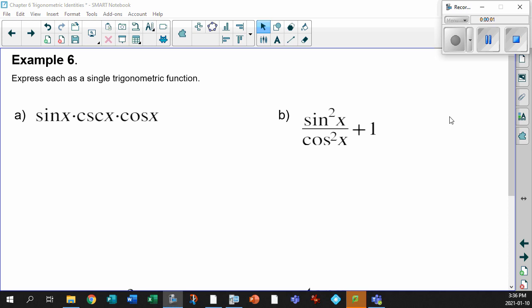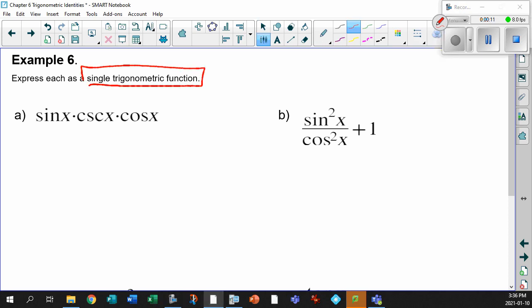In the last podcast, I showed you how to create an identity, but sometimes you have to learn how to simplify an identity so that when you simplify it, it becomes a single trigonometric function. That's really critical. So how do you do this? Again, just like in the last one, start with what you know.